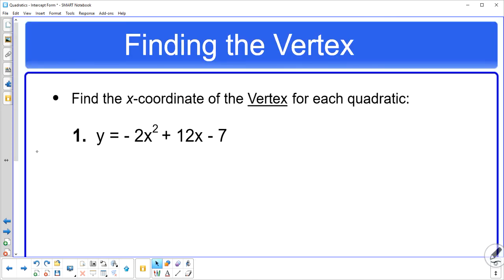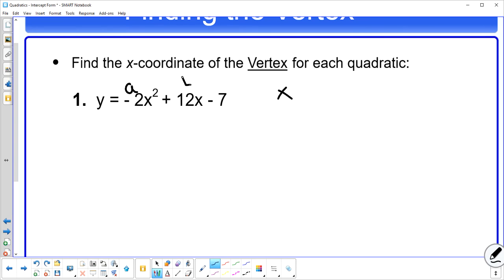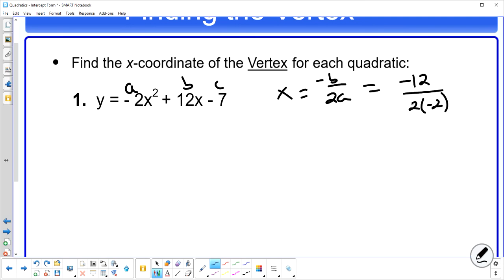Okay, so to do that, an example here, if we want to find the x-coordinate, well, we know that a is negative 2, b is 12, and c is negative 7. So we start by plugging into that formula negative b over 2a, which you just saw on the last slide, which means we have negative 12 over 2 times negative 2. Simplifying in the correct order, negative 12 over negative 4, because we do this multiplication in the denominator first, gives us a positive 3. So we know that our x-coordinate is 3.